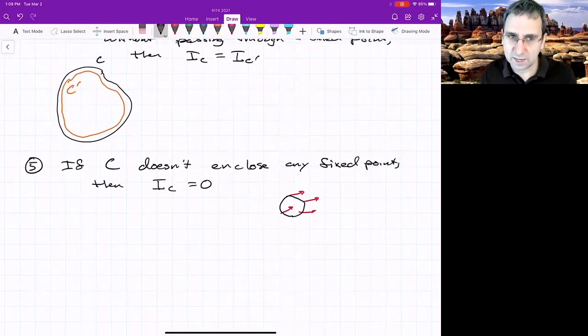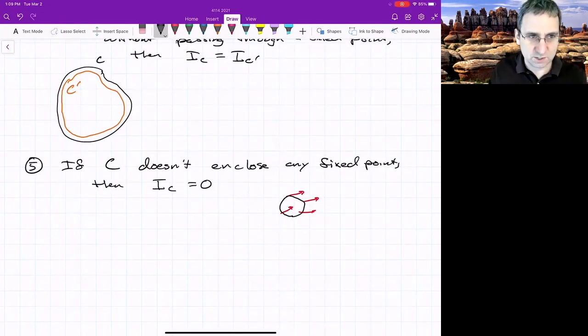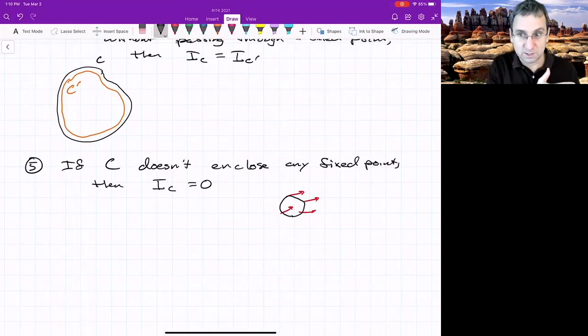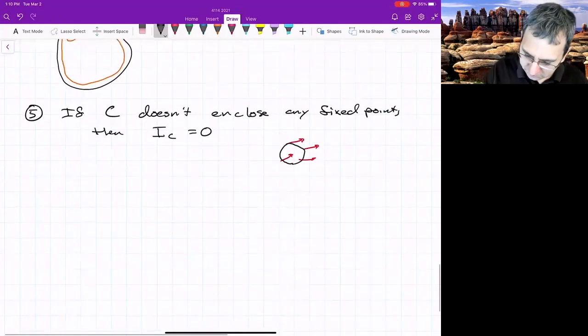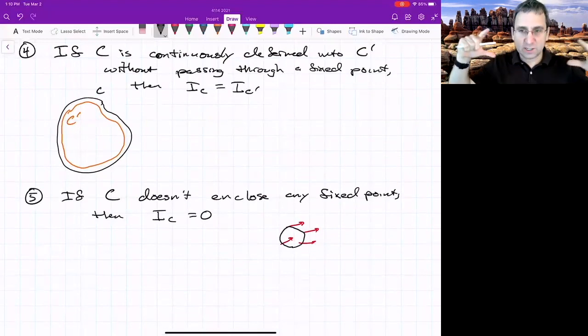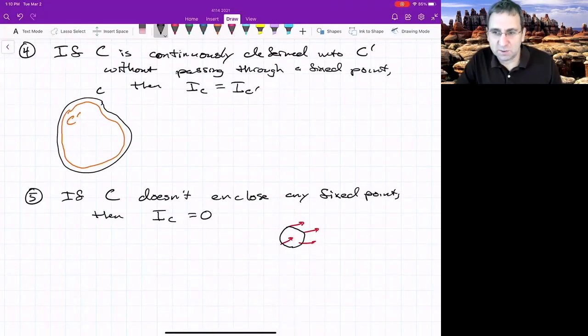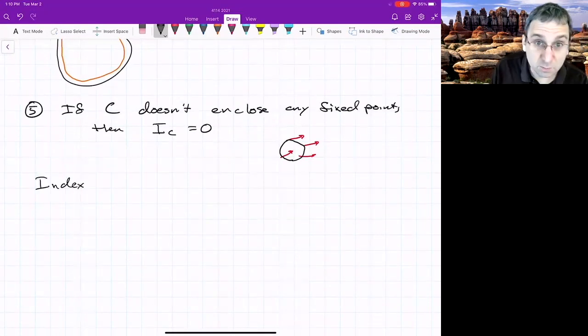There are other ways to get index zero. This doesn't go in both directions. It's just if C doesn't enclose fixed points, then I of C equals 0, but it's not the other way. We could have I of C equals 0, and yet there are fixed points. So because of property 4, this one about continuously deforming, it makes sense to define the index of a fixed point. So for now, I'm done with properties.